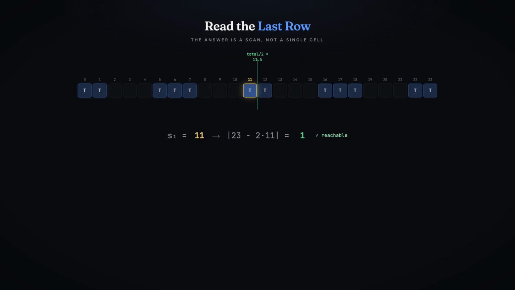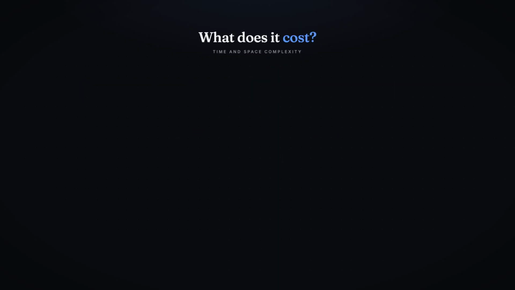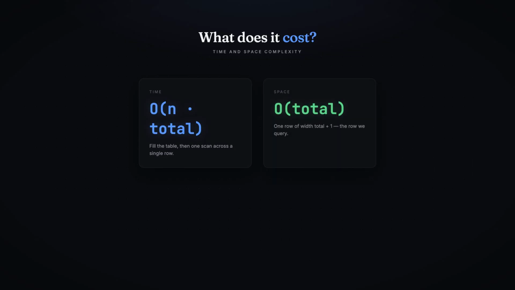So we sweep from 0 up to half the total, and at each reachable sum, we measure the gap. The smallest gap we find is the answer. What does it cost? Filling the table takes order n times total. Then one scan across a single row takes order total. So the time is order n times total, and the space is order total. Notice we keep that final row on purpose. It is not waste. It is the answer we need.